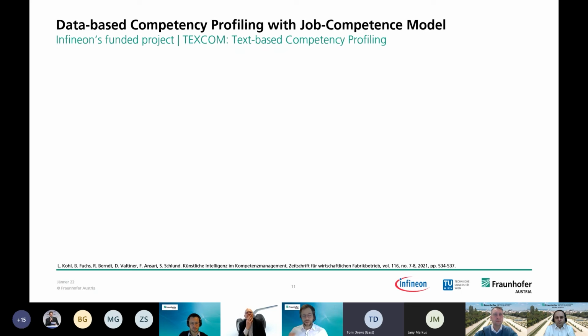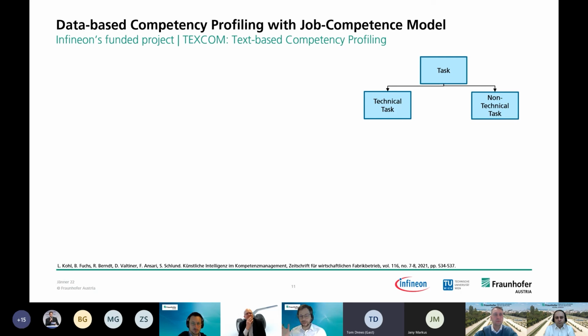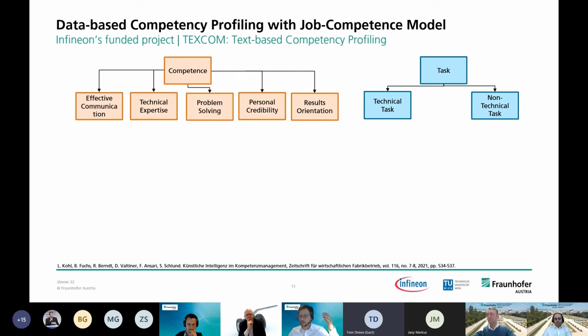As before, on the right-hand side, we have the task world of work taxonomy. Here, just a short example, the task itself. We subdivided the task into technical task and non-technical task. On the other hand, from the world of education, we have the competence. Now split down to more meta competences like effective communication, technical expertise, problem solving, personal credibility, and result orientation.